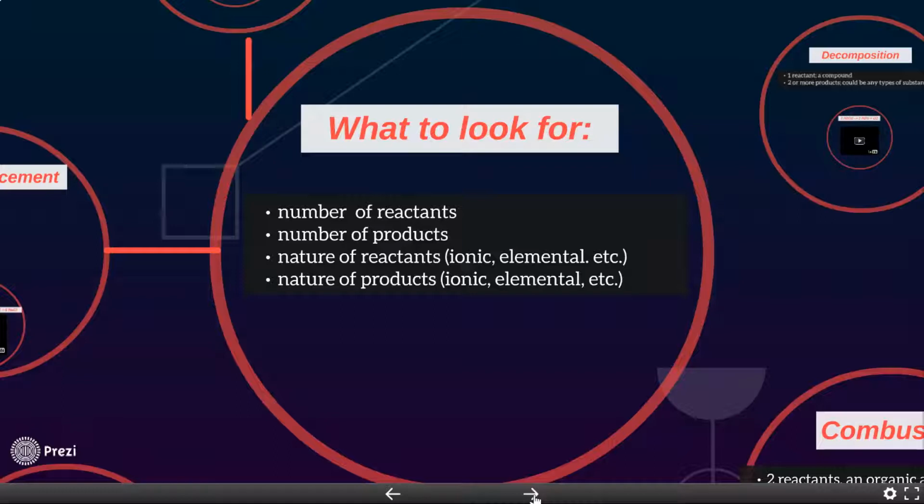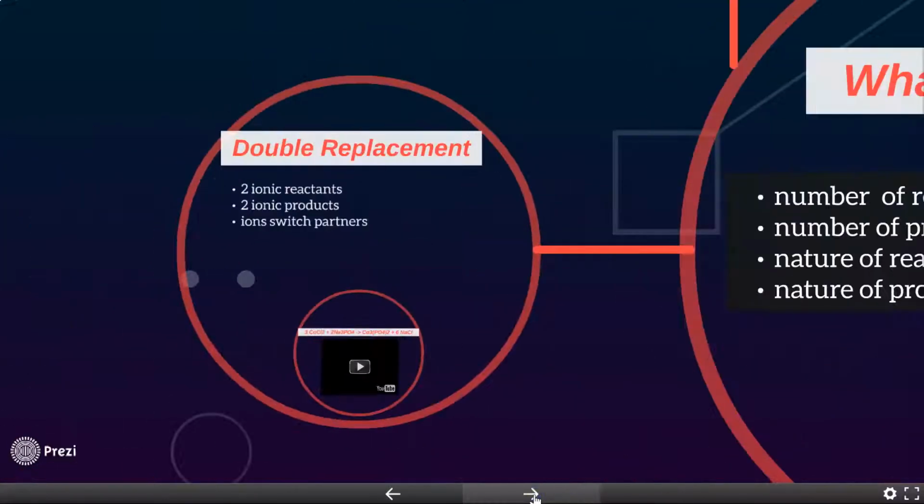So for each one of these reactions, there is an example that I've got the video for you to take a look at. But before we do that, we'll take a look at what kinds of characteristics you want to be aware of to identify that that's actually that kind of reaction.